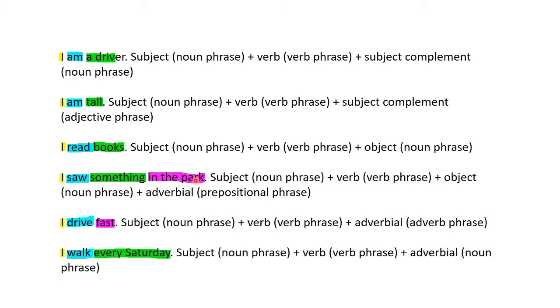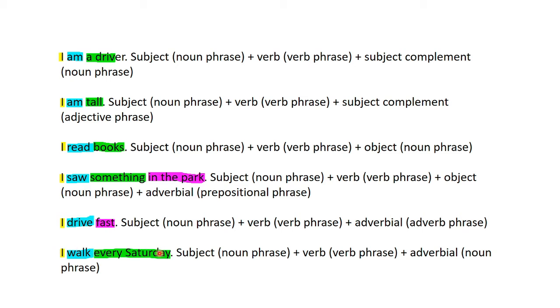And a prepositional phrase, we all know, is the adverbial element of a sentence. Subject, verb, object, adverbial sentence. I drive fast. Fast is an adverb, therefore it's an adverb phrase. Fast is describing the verb drive. We all know that an adverb phrase is classified as the adverbial element of a sentence. This is subject, verb, adverbial sentence.